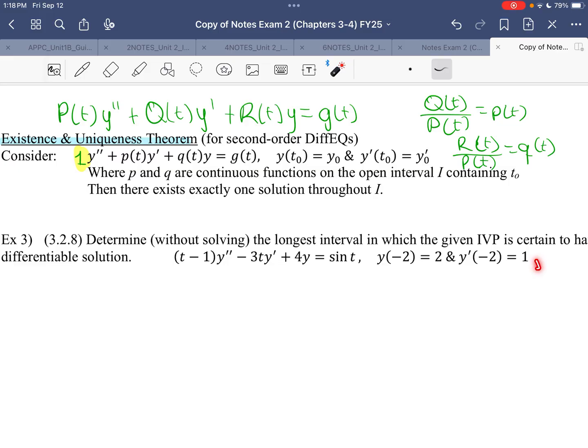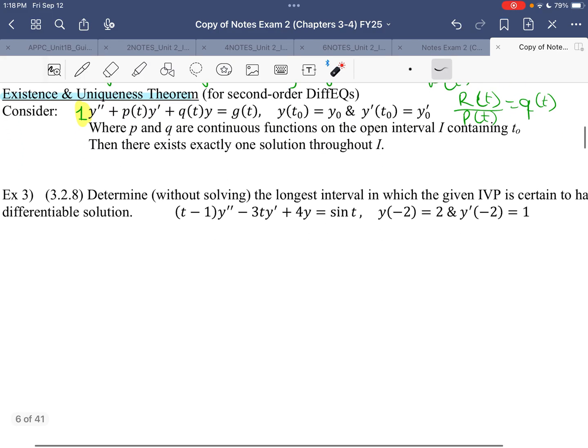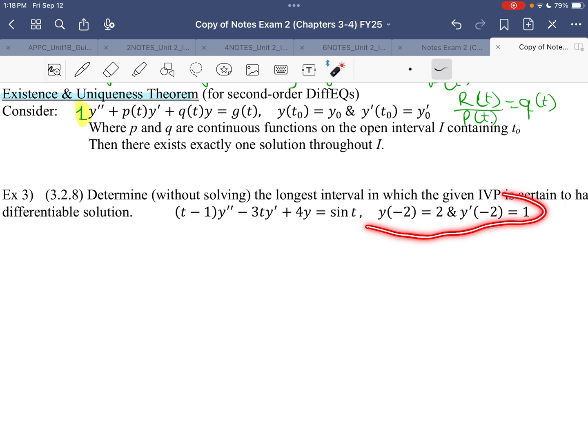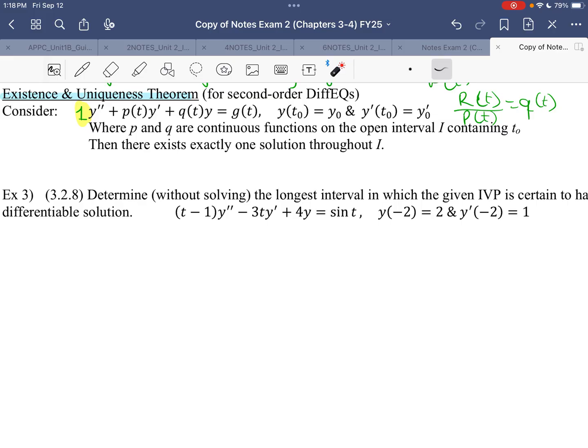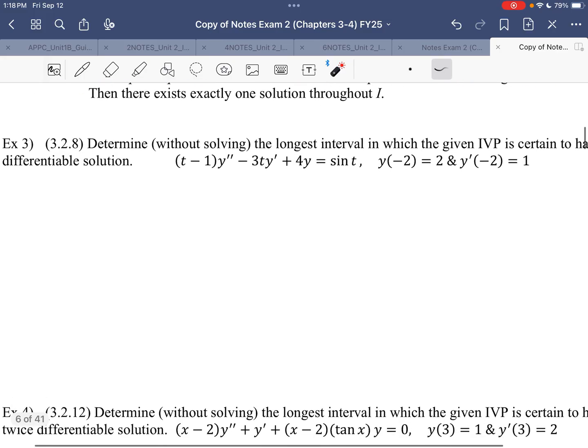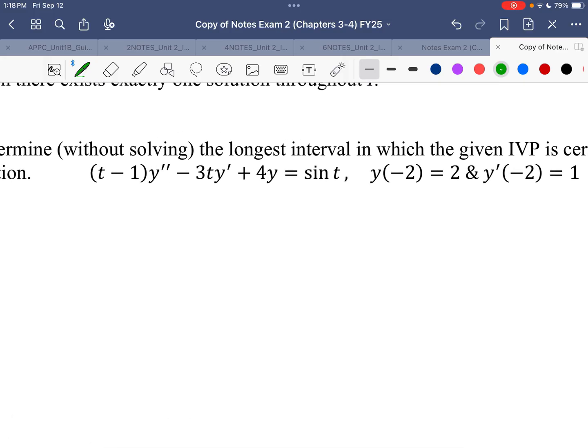So looking at example 3, here's our second order differential equation. We're trying to find the smallest interval that contains our t naught value, where the solution is continuous. So first thing, we're going to divide everything by t minus 1.